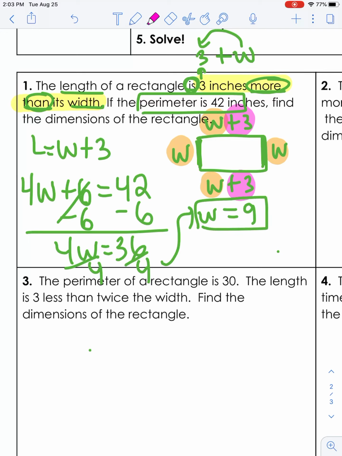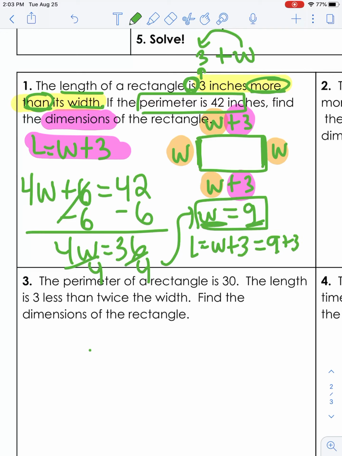Now our question did ask for the dimensions, so that means we also have to find the length. Well, the length, we already said, was W plus 3, 3 more than the width. So that's all we need to do to find the length. Just take 3 more than the width. We know the width is 9, so we'll just do 9 plus 3, which is 12. So our width is 9 and our length is 12.